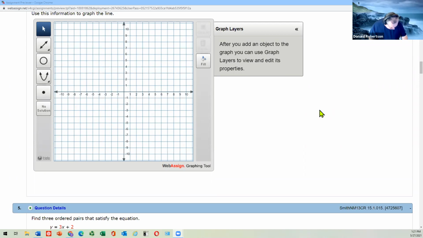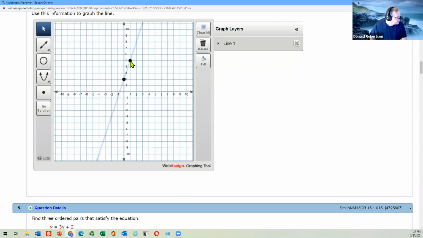So the first one we did was 3x + 2, right? And I got the points (0, 2), (1, 5), and (2, 8). So you go up here and you click on that guy. And then you go 0, 2 there, and you make a dot. And then you go 1, 5, and you make the second dot. And I won't get a chance to do a third dot here, because when I click on this, it does the line.